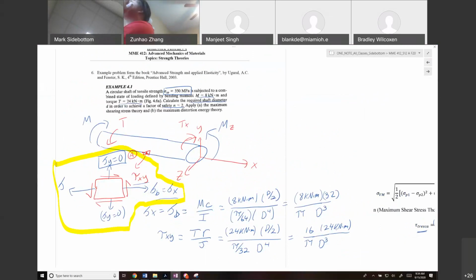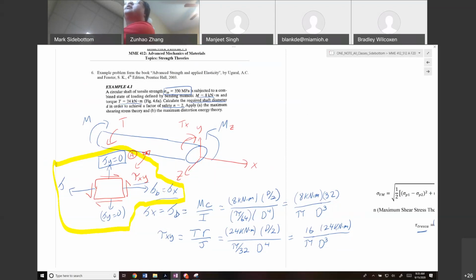And then once you have your sigma x, your sigma y, and your tau xy, you can then calculate what your maximum shear stress would be. So you would have to solve for sigma x, sigma y, and tau xy in terms of the geometry that you don't know yet. Does that make sense?